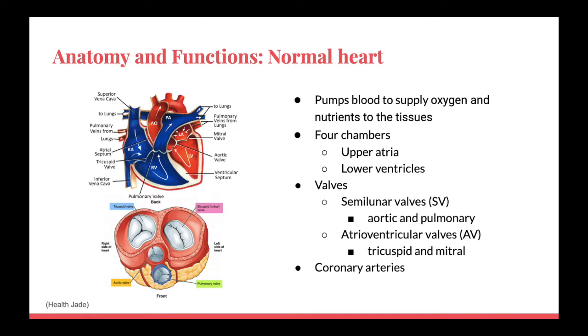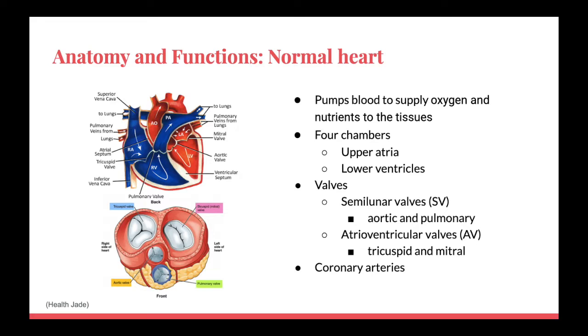Anatomy and functions of a normal heart. The heart is a muscle that pumps blood to supply oxygen and nutrients to the tissues throughout the body. In doing so, it removes carbon dioxide and other waste. There are 2 upper chambers, each called atrium. The atria collect blood as it flows into the heart. The 2 lower chambers, called ventricles, pump blood out of the heart to the lungs or the other parts of the body. The left ventricle pumps oxygen-rich blood to the rest of the body, so it is thicker and it creates what is our blood pressure.